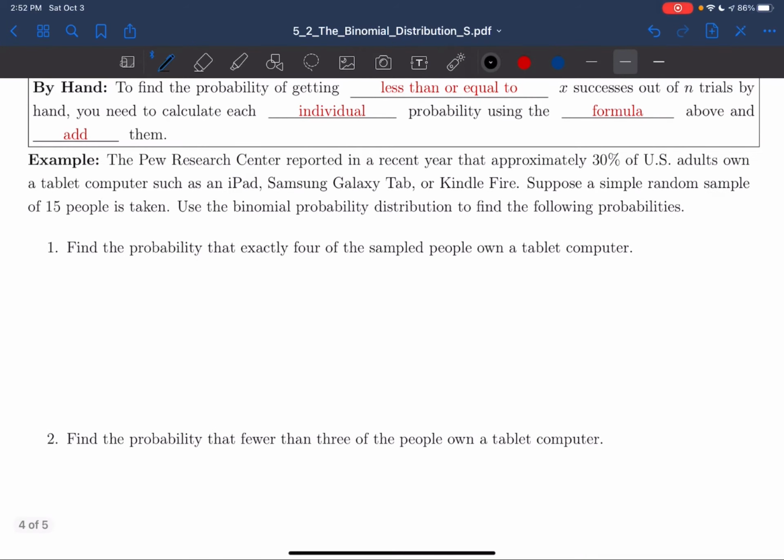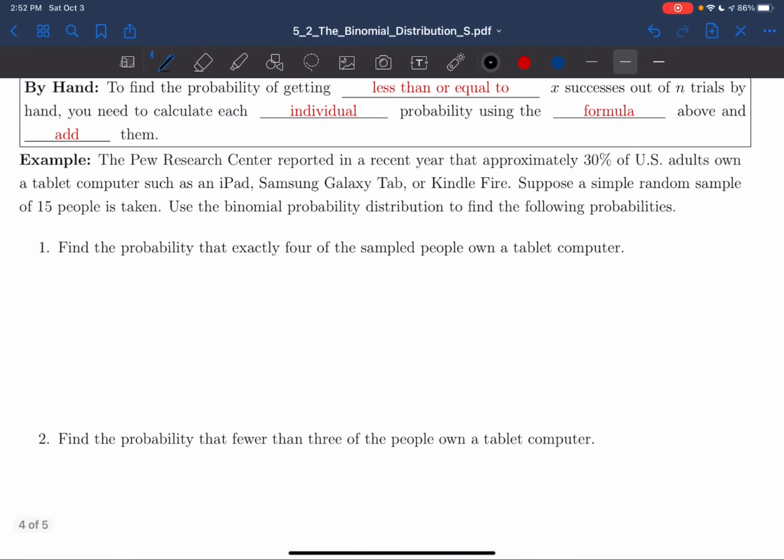So here, we already discussed this example. The Pew Research Center reported that in recent years approximately 30% of U.S. adults own some sort of tablet, like an iPad, a Samsung Galaxy, or a Kindle Fire. Suppose a simple random sample of 15 people is taken. We want to use the binomial probability distribution to find some of the probabilities.